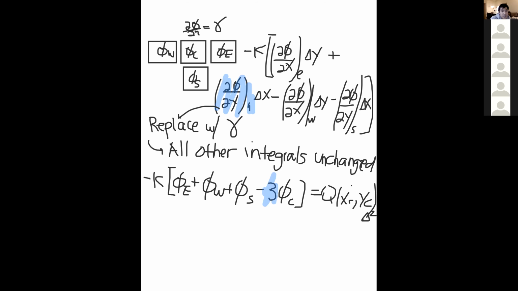So we have q of xc yc multiplied by delta squared. Then we have to add the effect of our Neumann boundary condition. In this case, we add a plus k delta gamma. The reason it's plus is that we have a minus right here. That minus multiplies by that, and then we move it to the right so that becomes a positive.